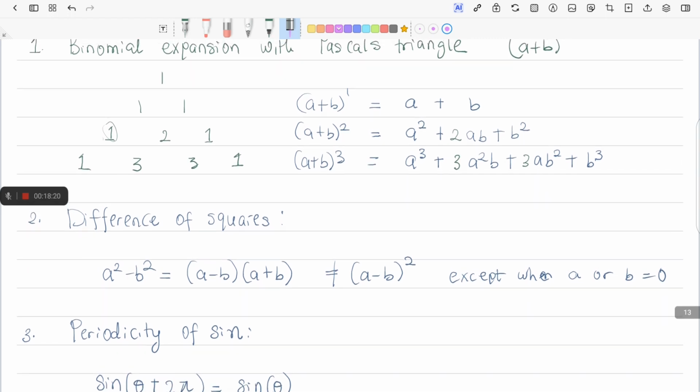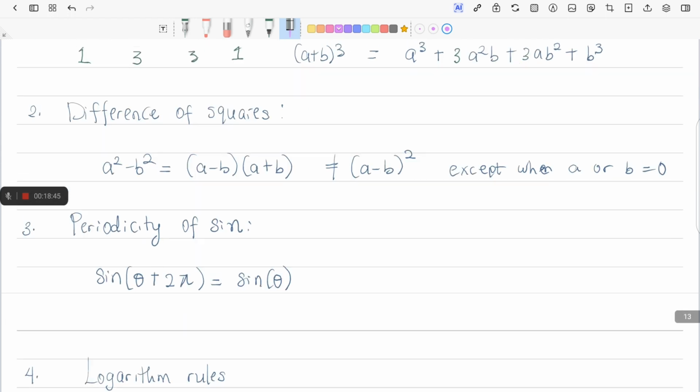Then I also use the difference of squares identity, and it's simply a squared minus b squared is equal to a minus b times a plus b. And it's good for you to take note that this is not the same as a minus b squared. It's a mistake that is easy to make, and I just wanted to point that out. They are only equal when either a or b is equal to 0. So take note of that.